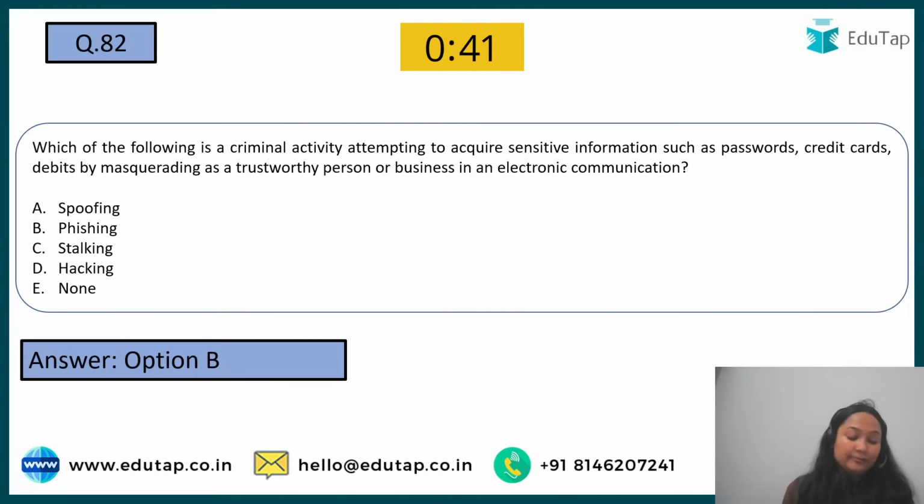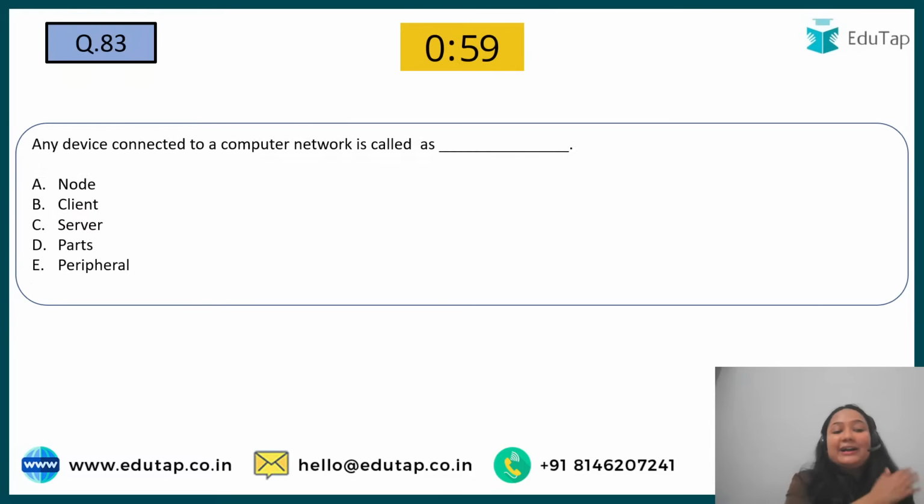Very good. Okay, now any device connected to a computer network is called what? I have already discussed this. Is it a client? Is it a server? Is it a port? Is it a peripheral? Or is it a node? So what can be the correct answer? Yes, the answer for 82 will be phishing. Very good.